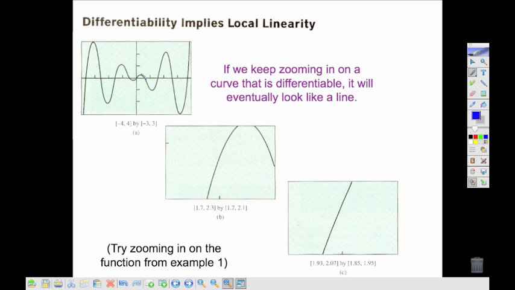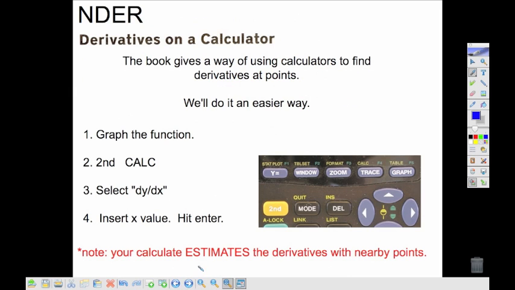Now, one thing about differentiability is it basically says we're going to have a nice smooth curve. We're going to say it implies local linearity. What local linearity means is, if we keep zooming in on our curve, you can do this with your calculator, it starts to look less like a curve. If I zoom in close enough, my window on my calculator is just going to be a line. Now, if I took something like the absolute value function, no matter how much I zoom in, I'm still going to have a corner here. And so that would not have local linearity. But if I have a smooth curve, we will have that local linearity, which means the function is differentiable.